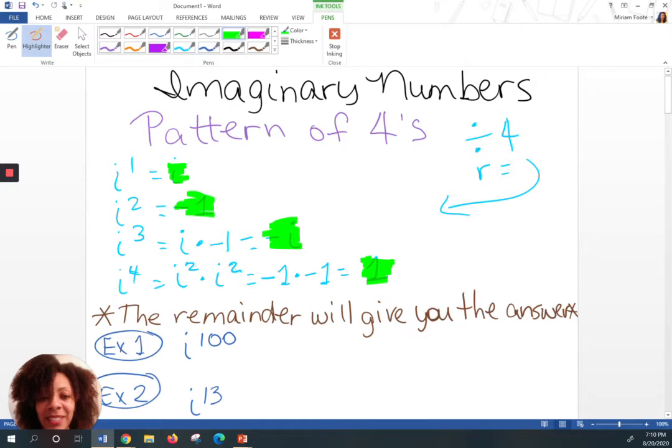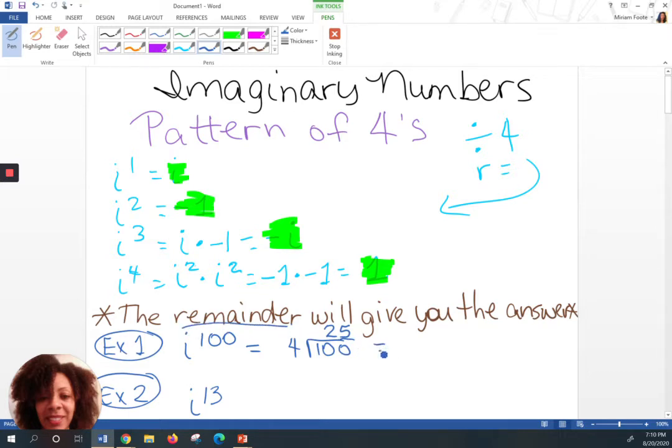This is helpful because, again, if I am looking at example 1, I wouldn't want to try to count out 100 i's. So what I want to do is take that exponent 100 and divide it by 4. Long division is best. If I take 100 and divide it by 4, I'm thinking about money. I have $1 and I have 4 quarters, so that means that I have 25. I do not have a remainder.